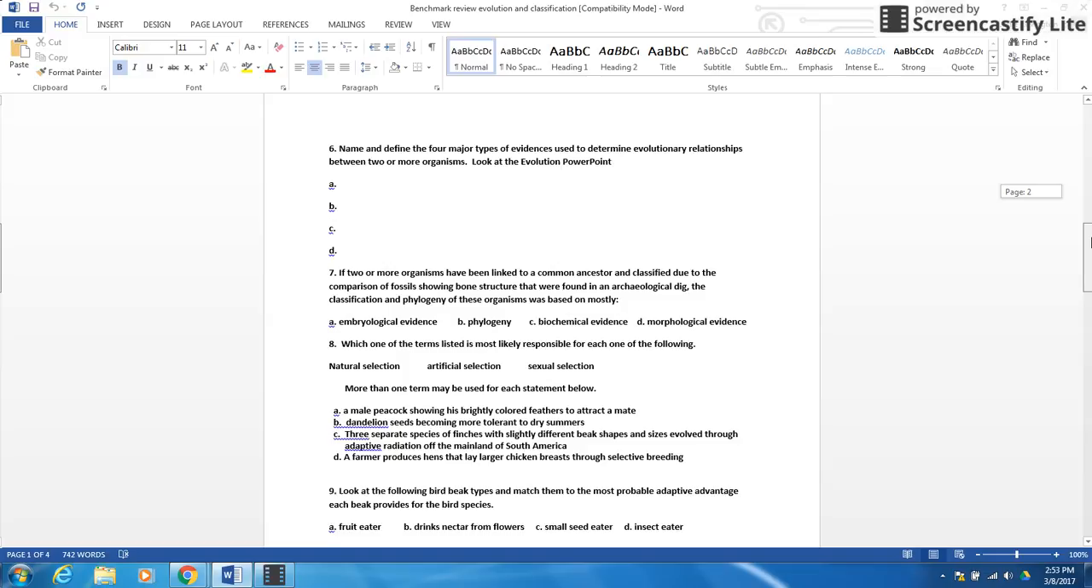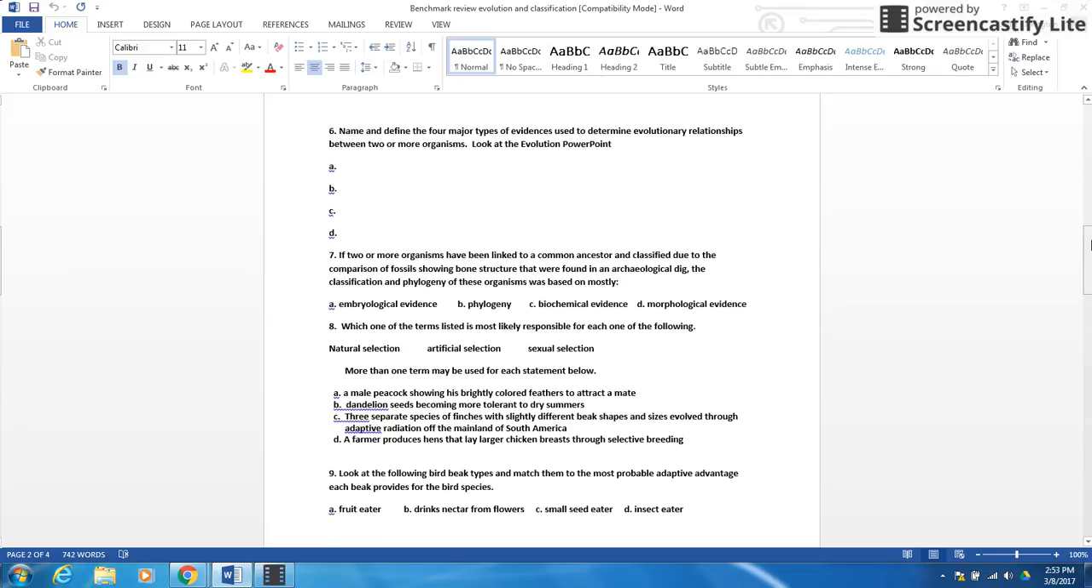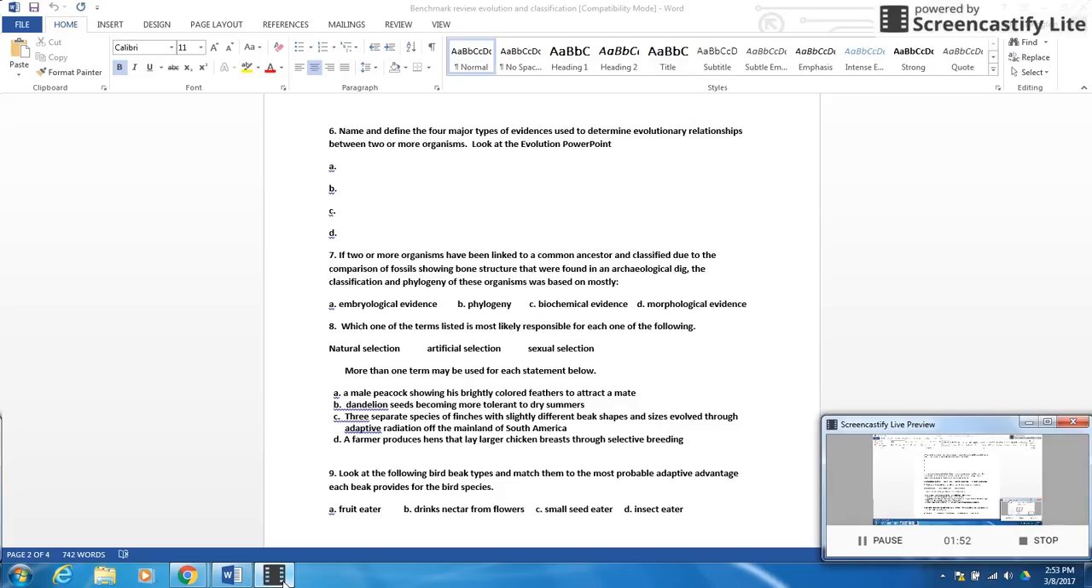Number 6, name and define the 4 major types of evidence used. I'm obviously not going to define them. You can do that on your own. The 4 evidences are embryological evidence, fossil evidence, which is paleontology, biochemical evidence, and body structure and anatomical evidence, or morphology. Number 7. If 2 or more organisms have been linked to common ancestors and classified due to comparison of fossils showing bone structure that were found in an archaeological dig, the classification and phylogeny of these organisms was based mostly on morphological evidence. Okay. Which of the following terms is most likely responsible for the following?